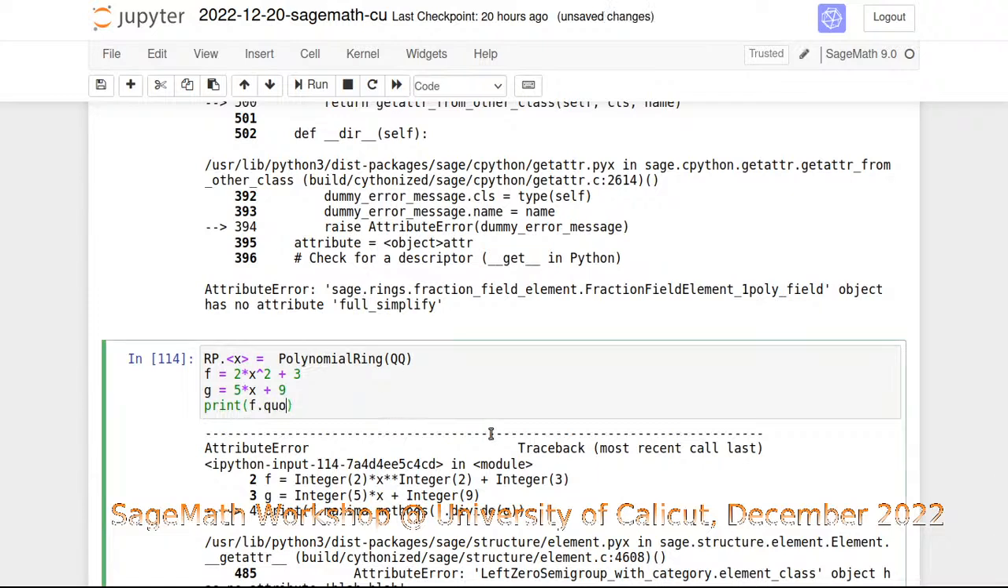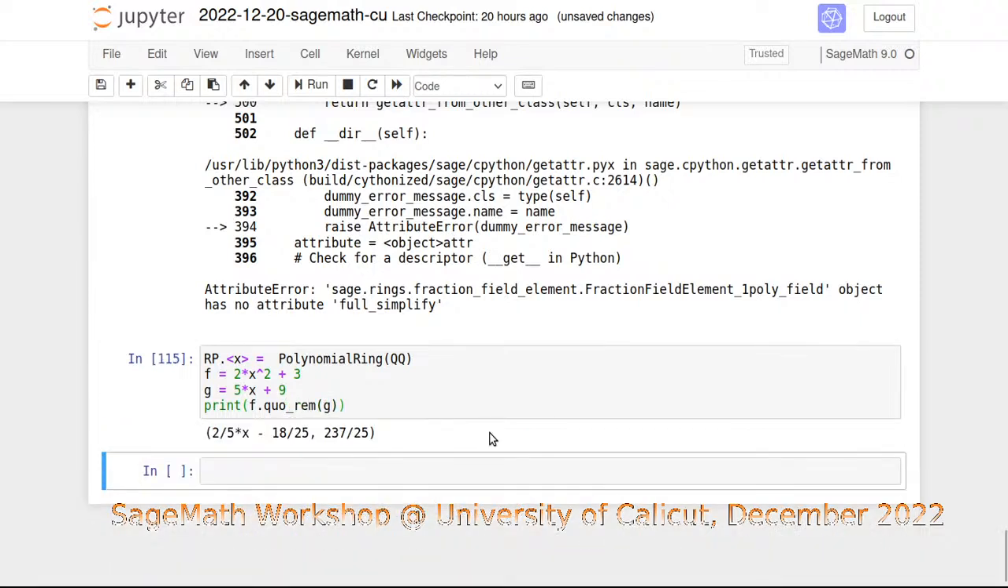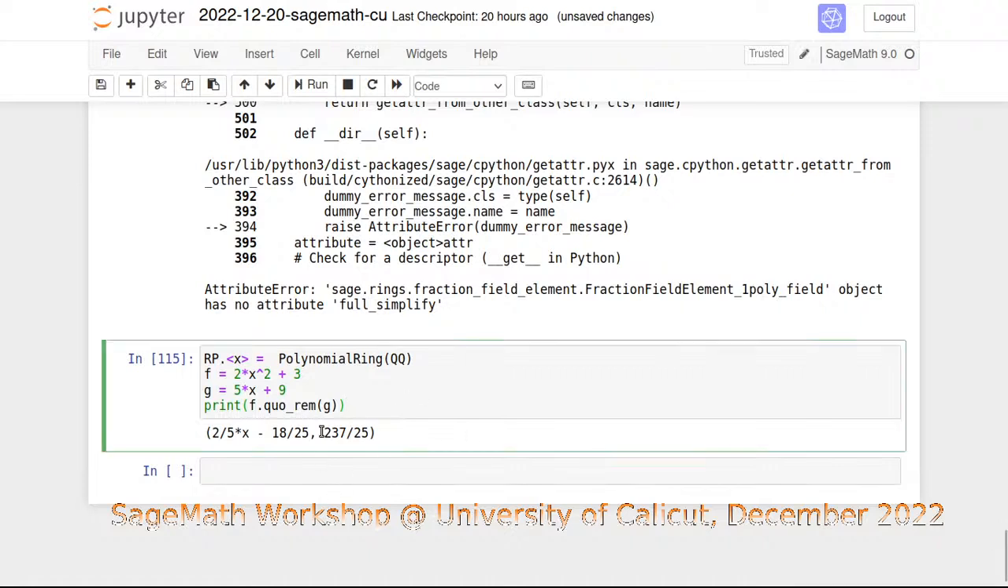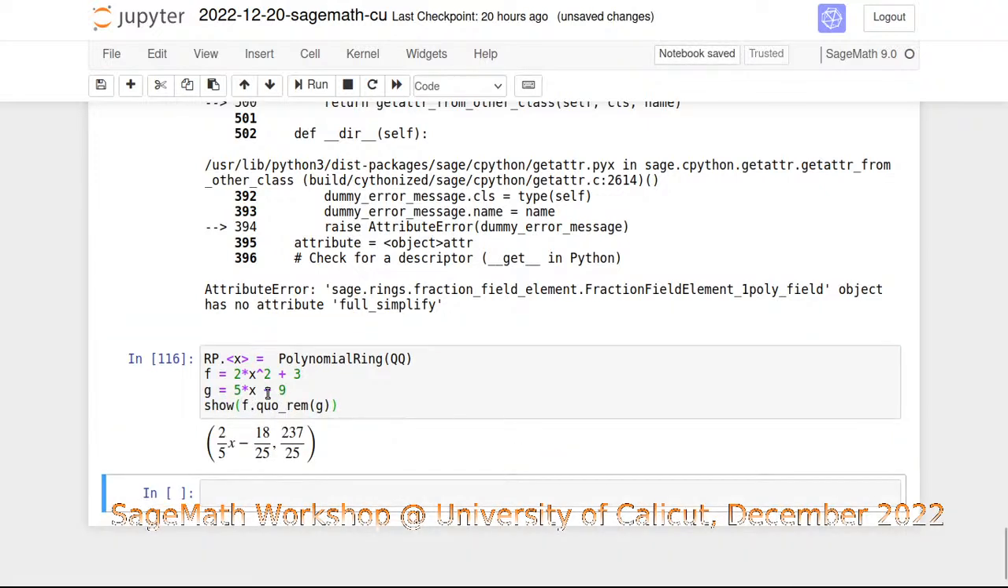If dot quotient, okay, this seems to work. Instead of going into Maxima remainder, is this correct? So what is the output? 2x by 5 minus 18 by 25, this is the quotient, and 237. So essentially this is a tuple.